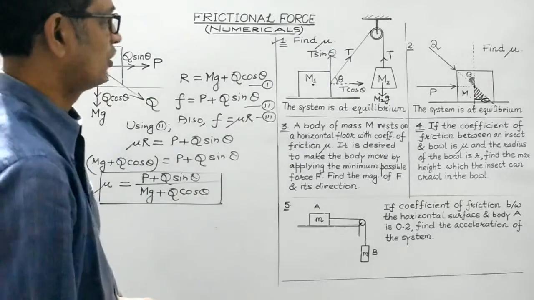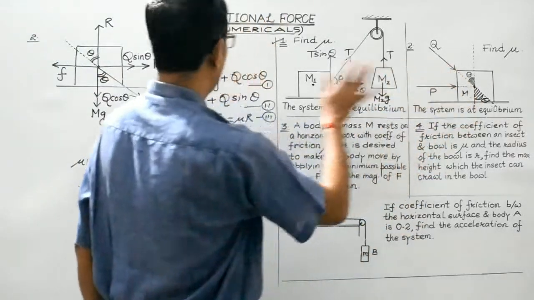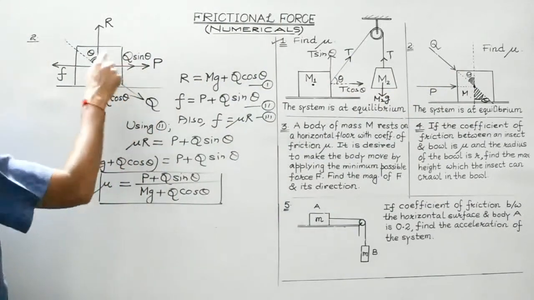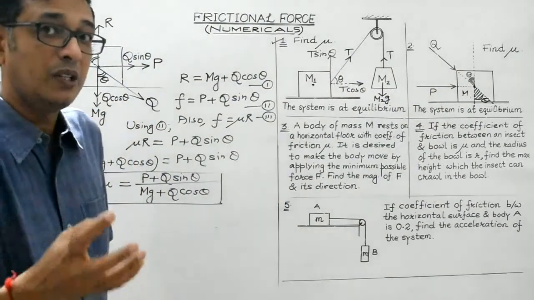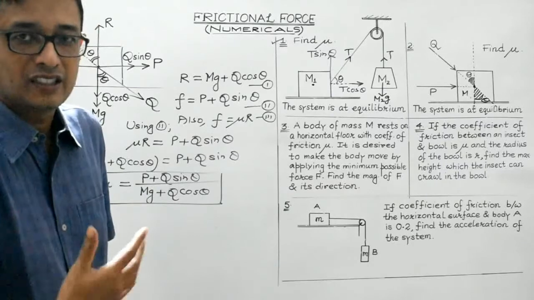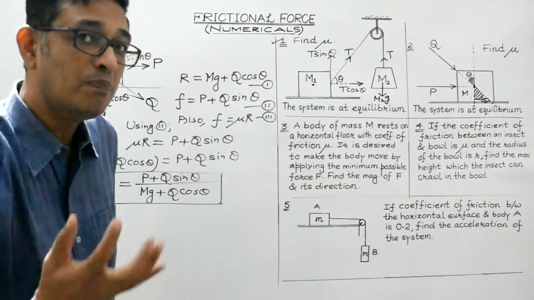Right? So simply you need to draw the vector diagram, you need to resolve Q into two perpendicular components, and the body being at equilibrium, it is understood that the body is under the influence of balanced forces.